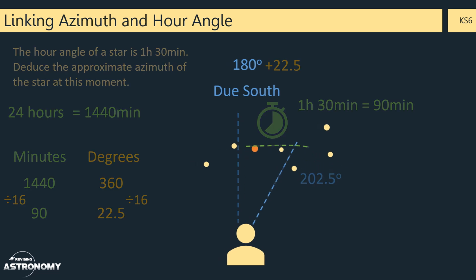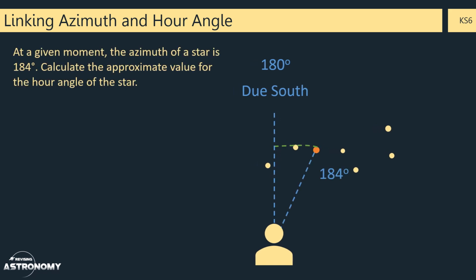We can also tackle this question in reverse. In this example, we have a star with an azimuth of 184 degrees, and we want to calculate the approximate hour angle of this star. In other words, we're trying to calculate how long ago it was when it was on the southern meridian.